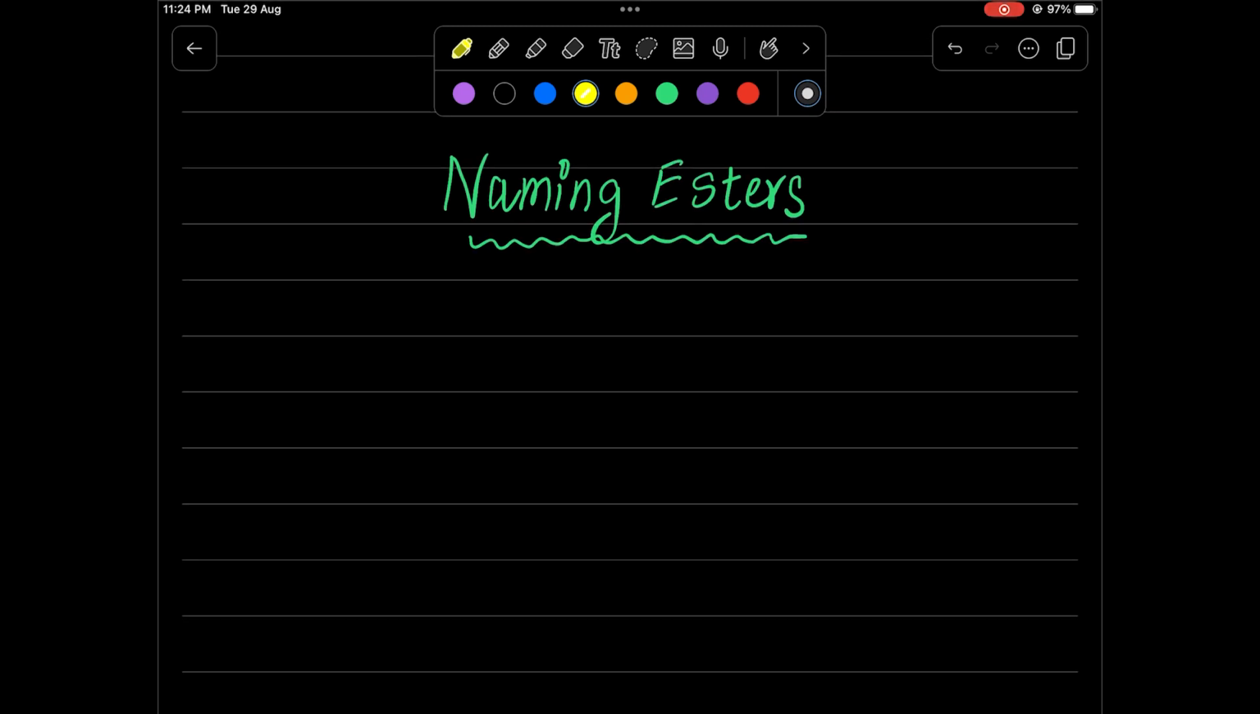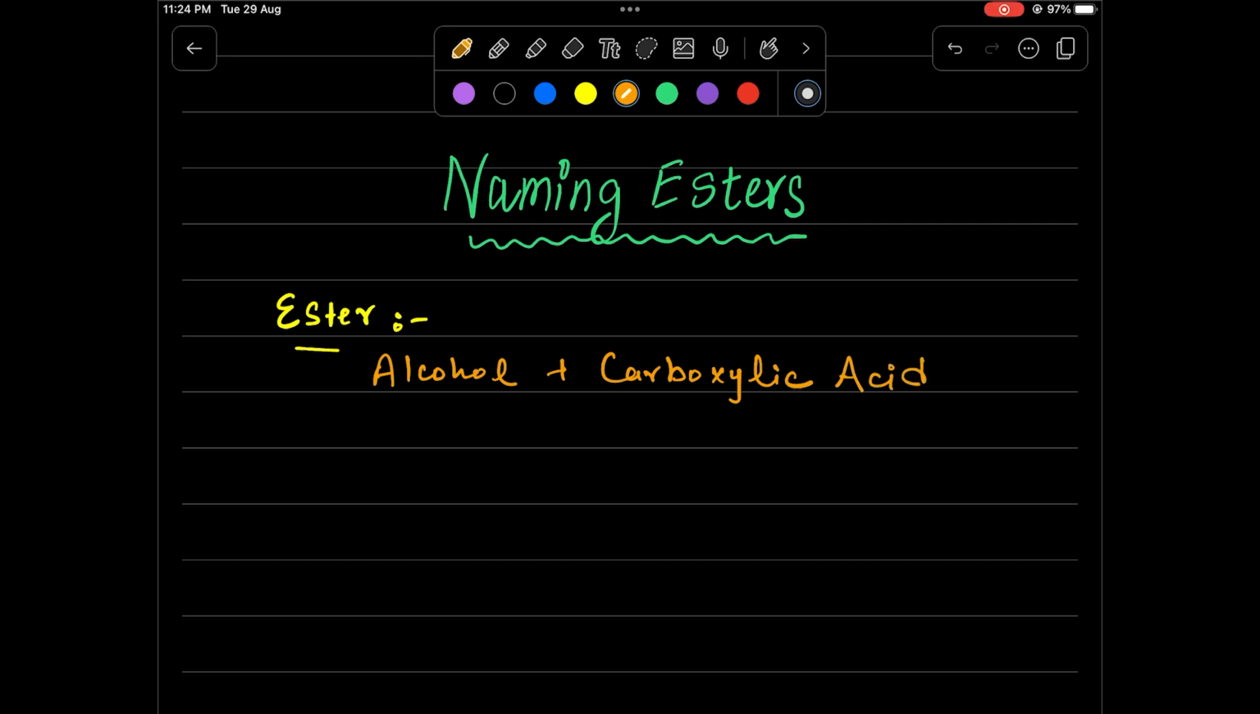Now, if you have made an ester out of an alcohol and a carboxylic acid, how would you name that ester? That's what we're going to look at. So the very first thing is how an ester is formed. At first you take an alcohol and add it to a carboxylic acid, and that would make an ester, and also produce one more thing, which is water.